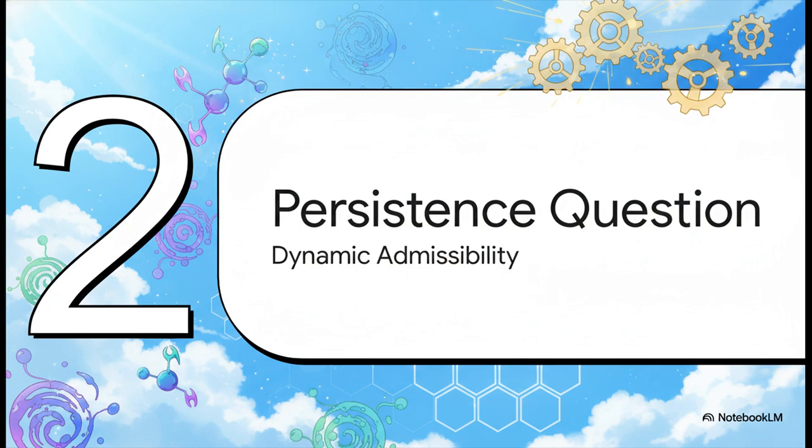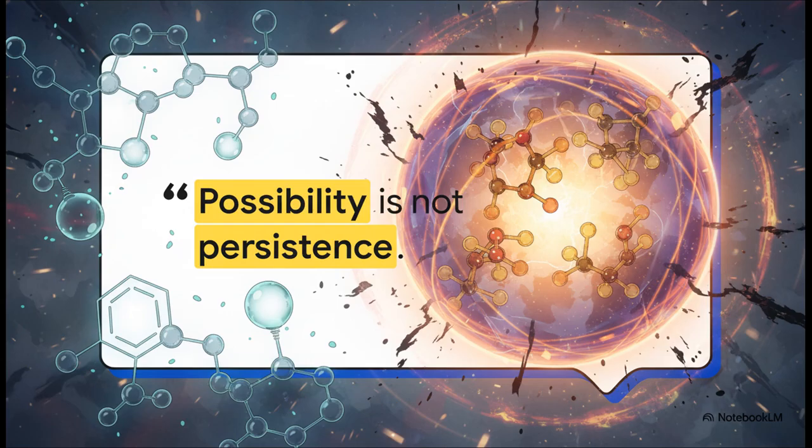Moving right along to Section 2, the persistence question. Okay, so traditional chemistry usually relies on molecular geometry and orbital structure to explain this handedness. But GEM steps back and asks a much deeper question. Why does handedness actually persist? What makes a mirror branch not just mathematically possible on paper, but dynamically admissible in reality?